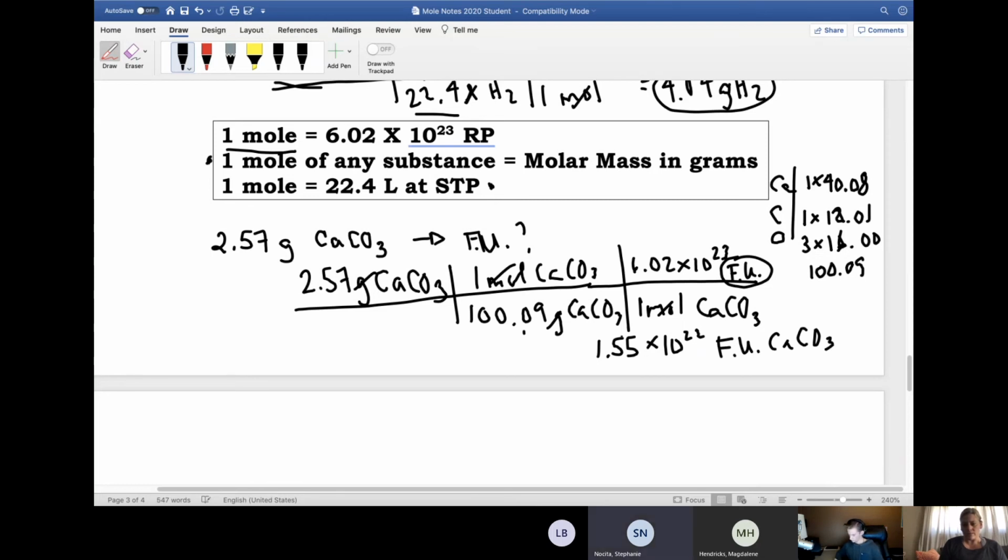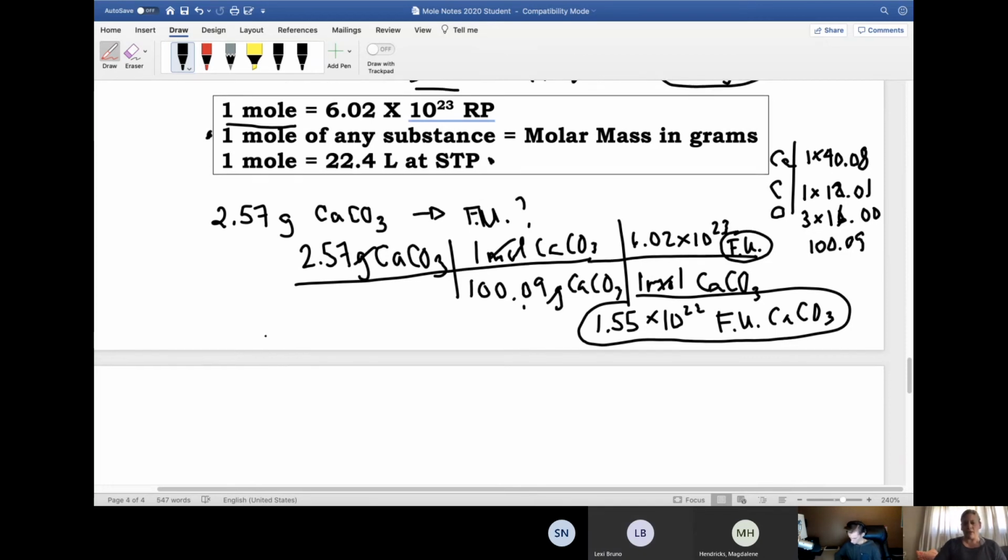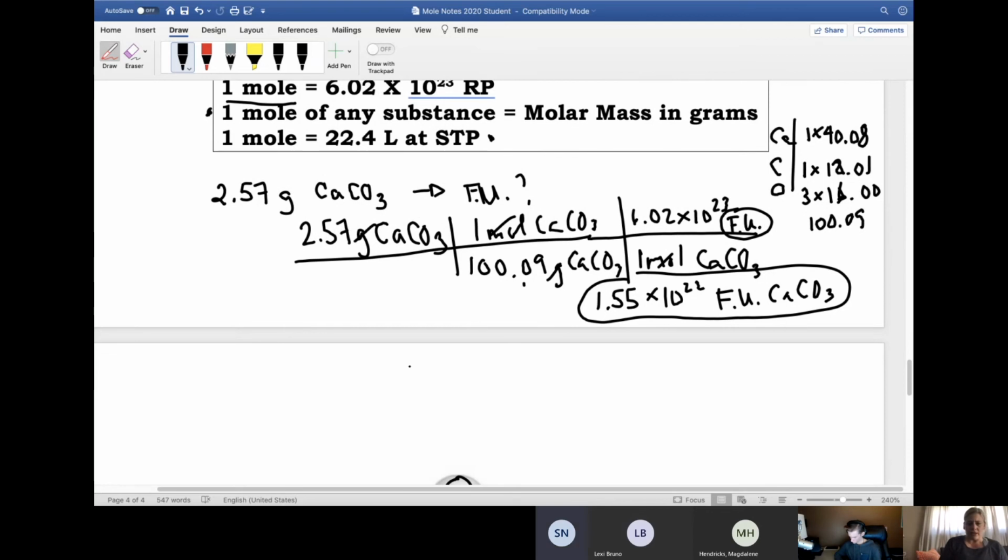Is that what you guys got? Yeah. So how come you have to put the 10 to the 22 after it? Okay, because in your calculator, depending on your calculator, it said something like 1.55 and then a whole bunch of numbers and then E 22. That E means times 10 to the. And I would say that's the most common mistake that kids make, because this is a really big number.